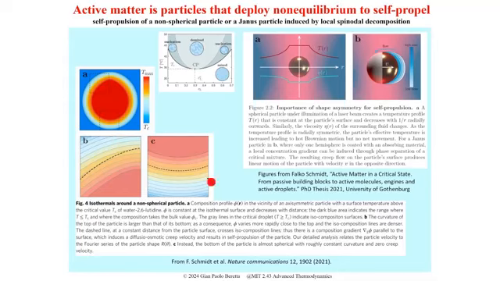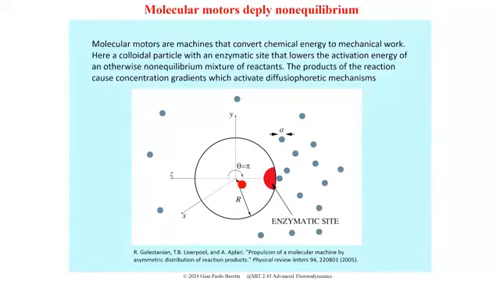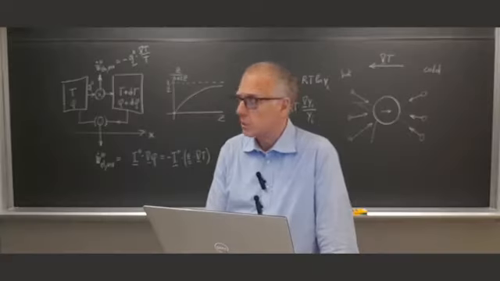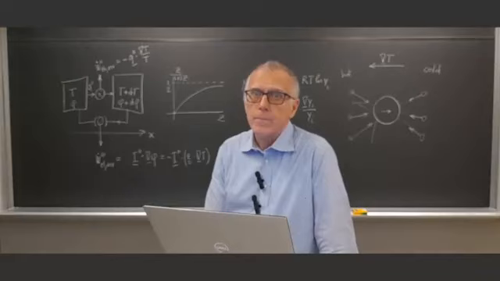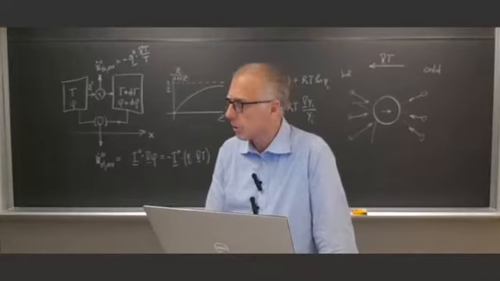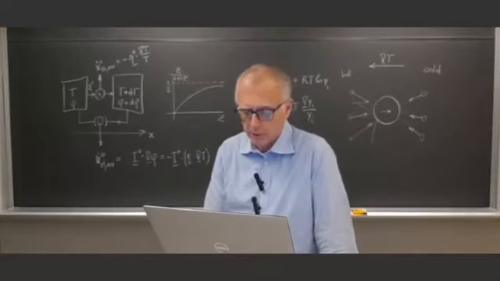Okay. So people are playing with this. This is recent work. There's a lot that people are doing using these methods. Or another way to exploit or deploy non-equilibrium is what are called molecular motors, which essentially are nano particles that develop motion at the expense of chemical reactions.